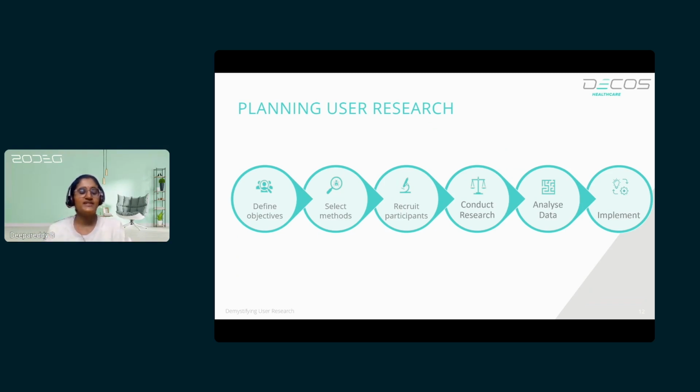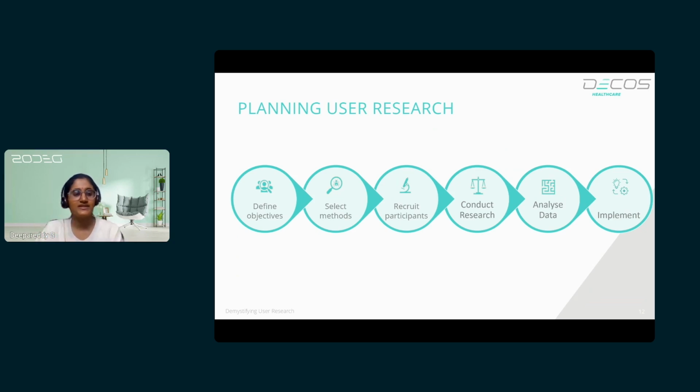The next one is to select the appropriate method: what user research method are we going to choose for a project. That is also an important step, so as to align with your objectives and what is suited for your user demographics. What answers are you looking for from the users? By selecting the appropriate method, we can satisfy this.